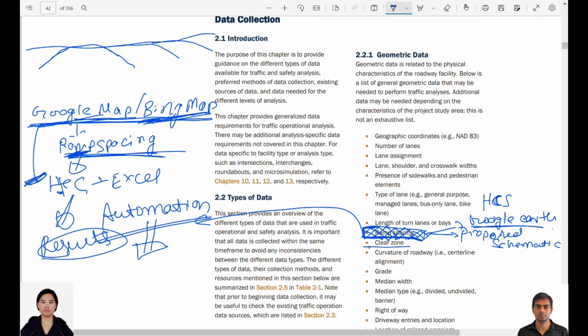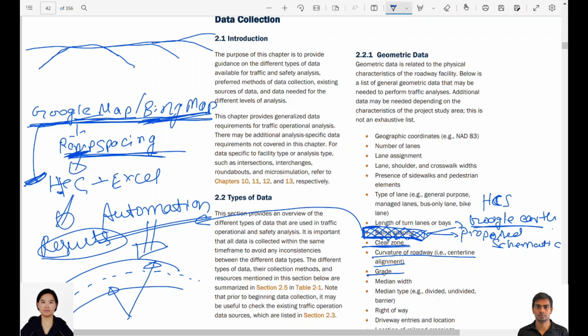Clear zone is something that we get either through Google Earth imagery or from the schematics. Curvature of the roadway, that is center line alignment. So when we are looking for roadway curvature, let's say a horizontal curve, then the radius for the inner lane is different than the radius for the outer lane. So when we refer to a roadway radius, we refer to the center line.